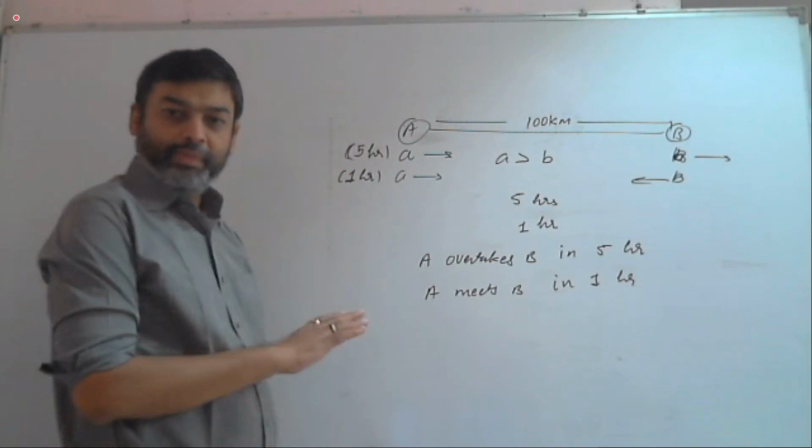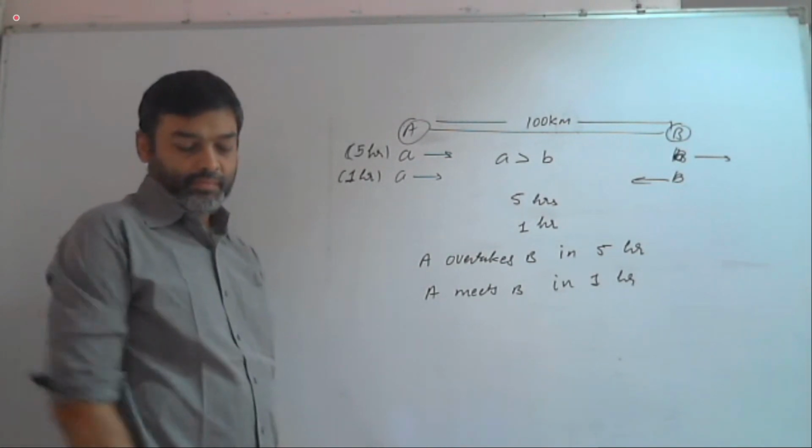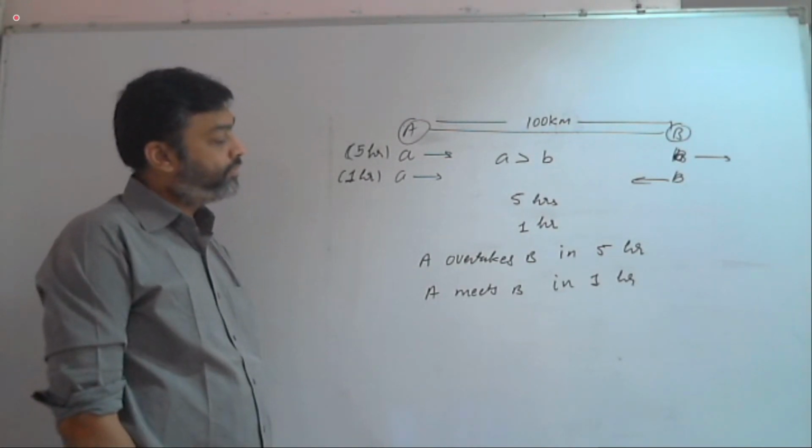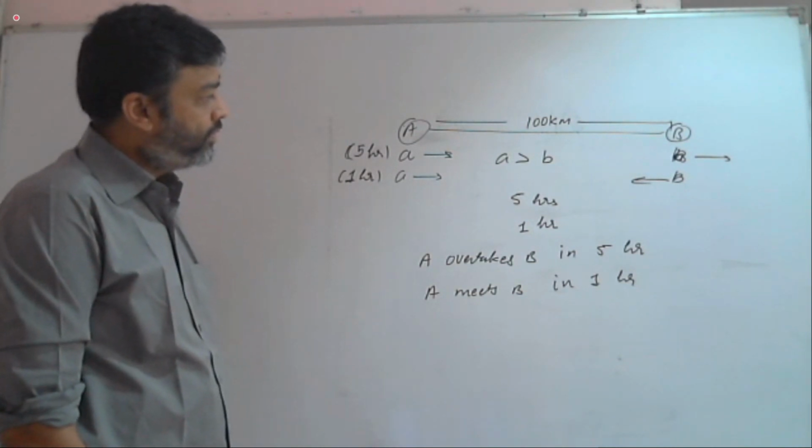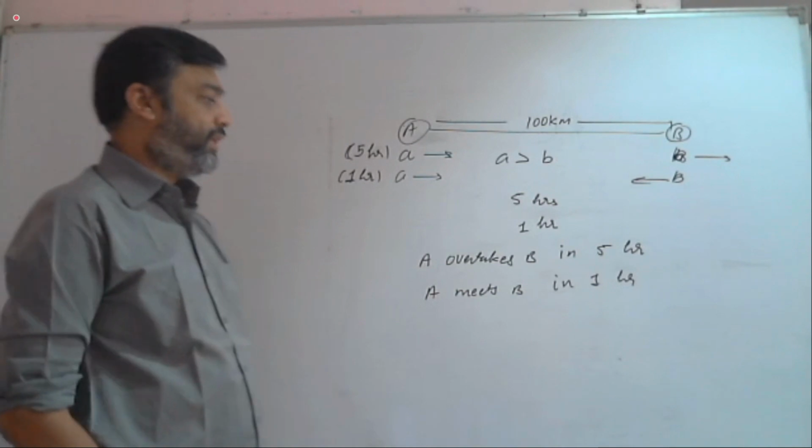These are some simple equations. A's speed is 60 kilometers per hour and B's is 40. Okay. How did you get that? That's very nice.